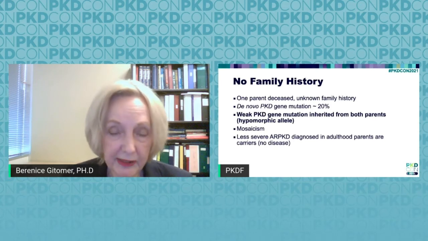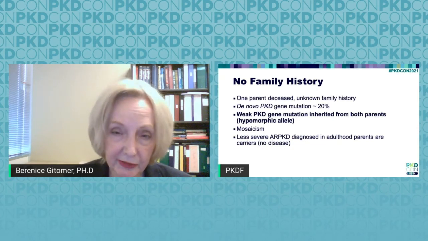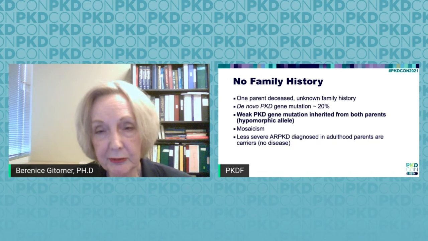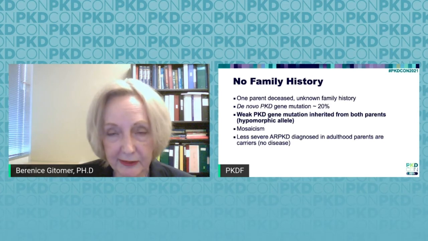So no family history is not unusual. It may be just that the family history is not known. It can be due to a brand new mutation, which probably occurs in about 20%. And it could also be due to a mild mutation inherited from both parents. So let's look at that. Next, please.